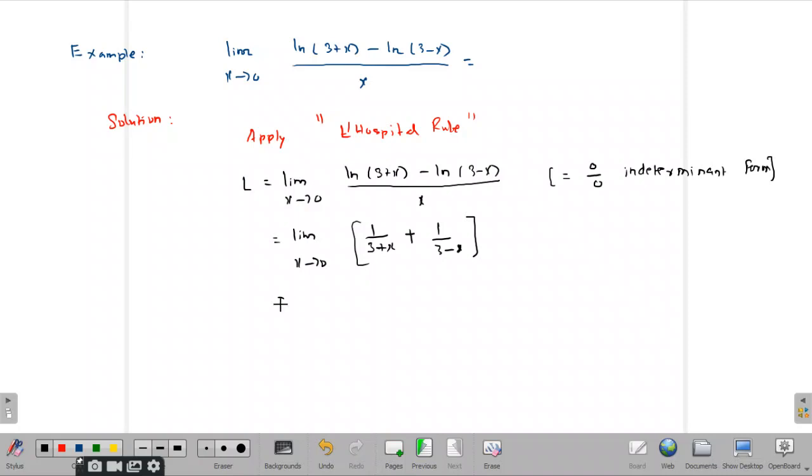Now taking the limit. What is the answer? X equal to 0, 1 by 3 plus 1 by 3, 2 by 3.